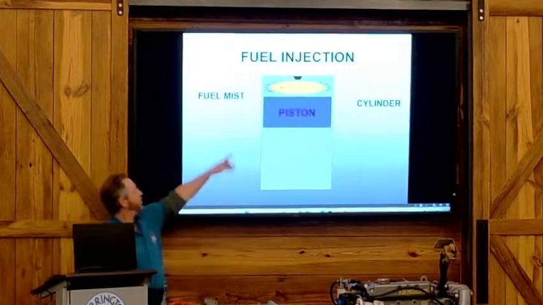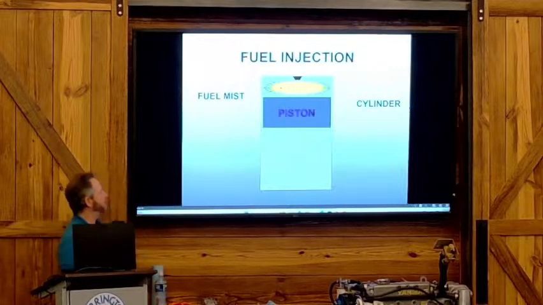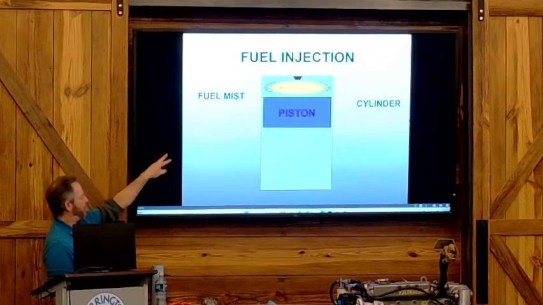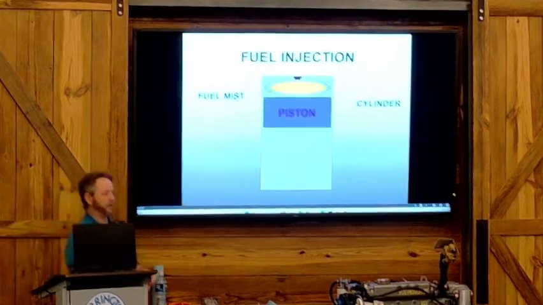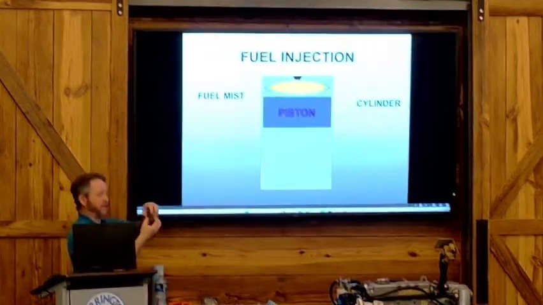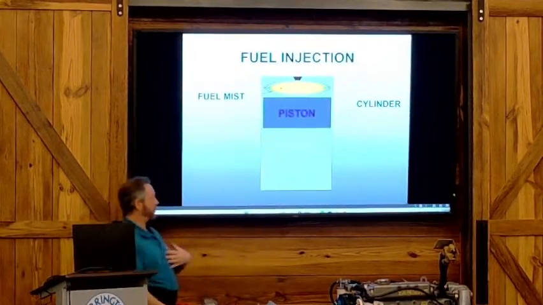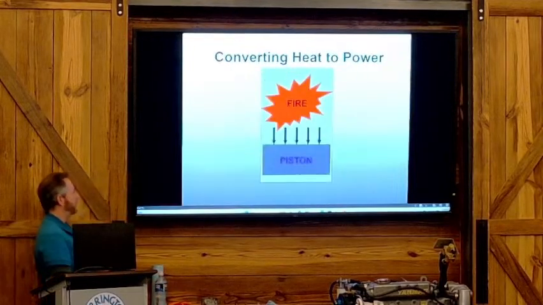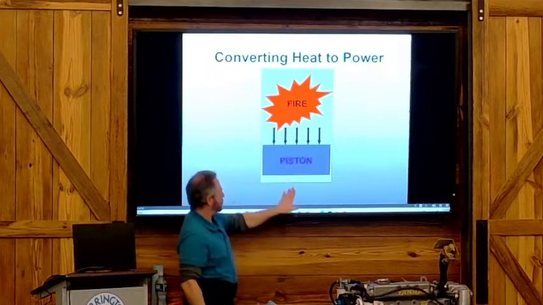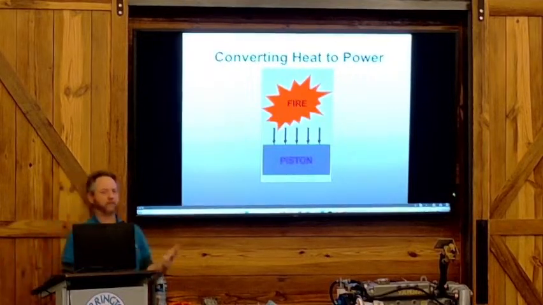All right, so here we have what we call direct injection. You can see the tip of the injector directly on top of the piston, spraying the fuel mist in. When we spray that fuel mist in, and we have the heat there, that fuel is going to automatically ignite. It's going to auto-ignite. And then we get the expansion of gases, and that expansion of gases is going to force this piston down, like that. At that moment in time, we've taken fuel, air, and heat and converted it to mechanical force.